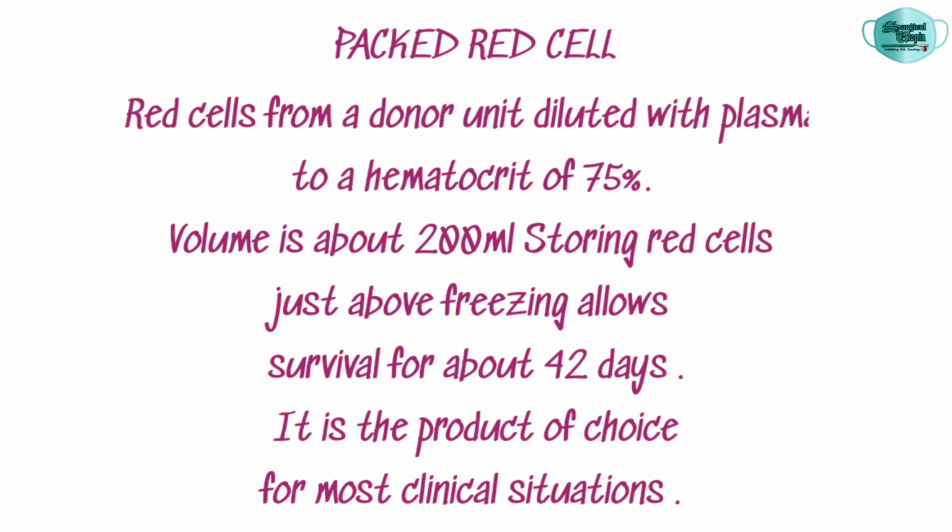The second one is packed red cells. These are the red cells from the donor unit diluted with plasma to a hematocrit of 75%. The volume is about 200 ml, and storing red cells just above freezing allows survival for about 42 days, and it is the product of choice for most clinical situations for transfusion.